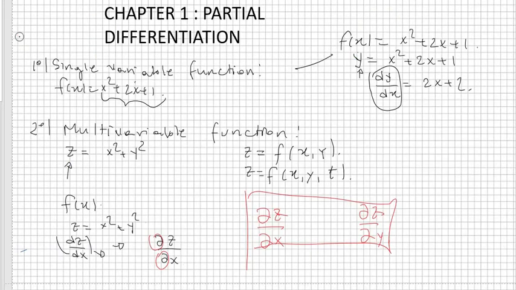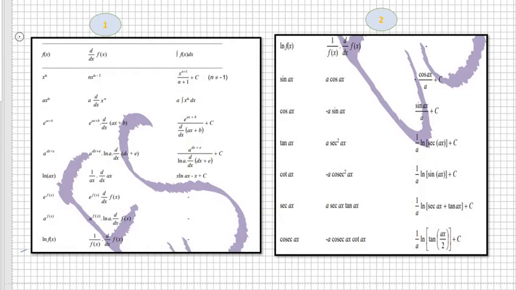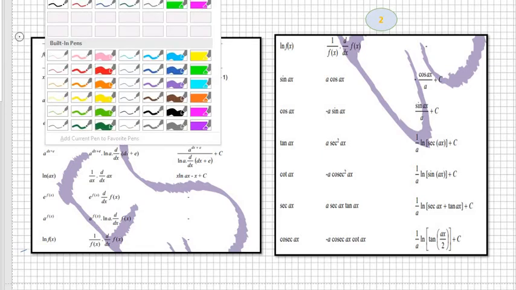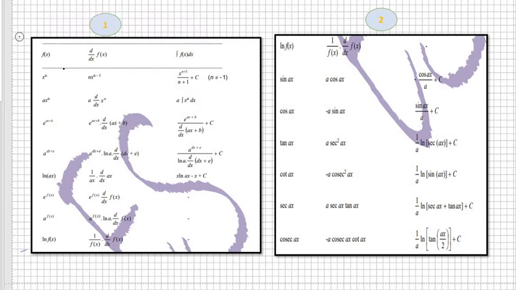But before you understand the derivative of multivariable function, just make sure that you are familiar with this formula sheet here. These formula sheets are basically the ones that you've been applying in the previous levels, N5 and N4 and so on. They are used to derive or integrate a function.